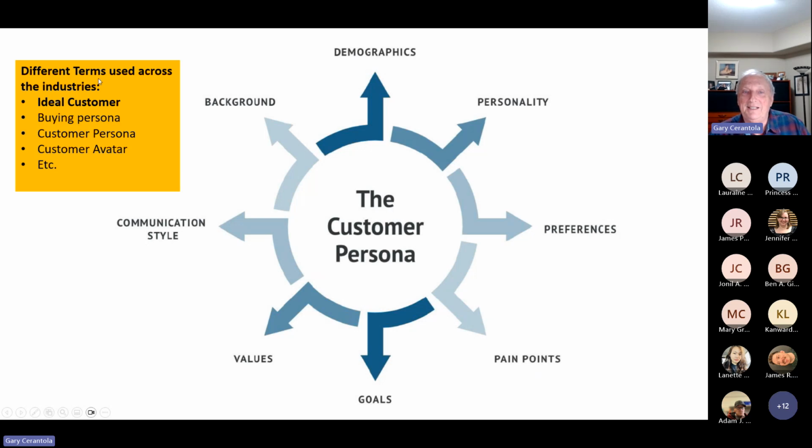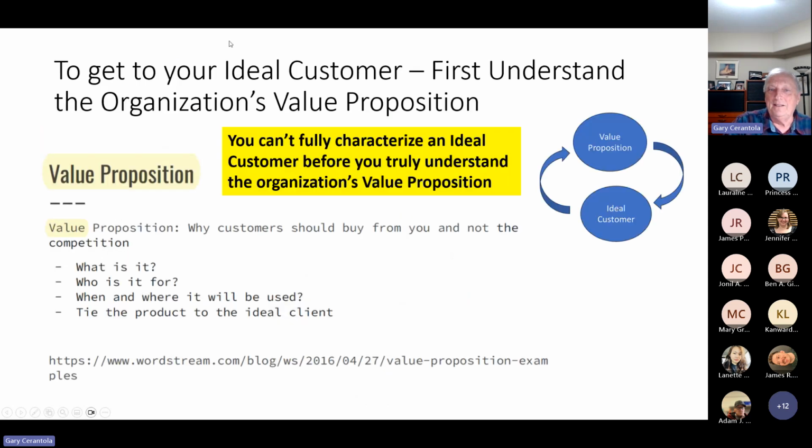So again, here are all the terms. We talk about the ideal customer, but we're talking about the buying persona. They're called a customer persona. They're called the customer avatar. They all have different names, but it's all the same stuff. And here are the key elements that you have to satisfy to really characterize that customer persona or that ideal customer.